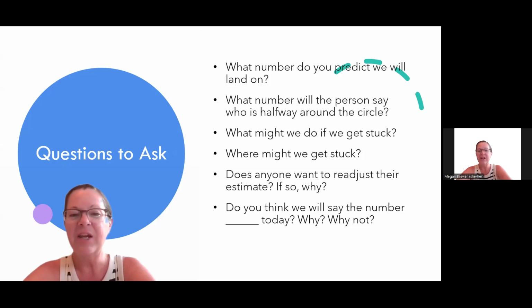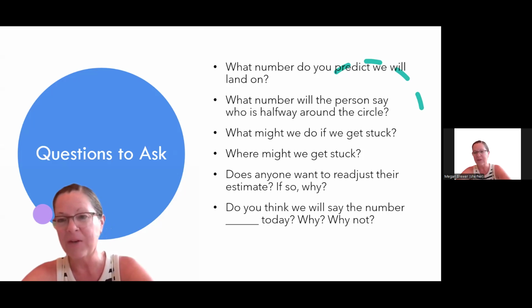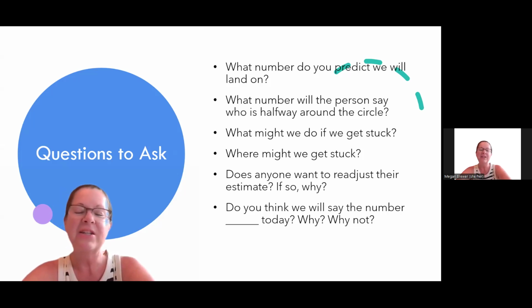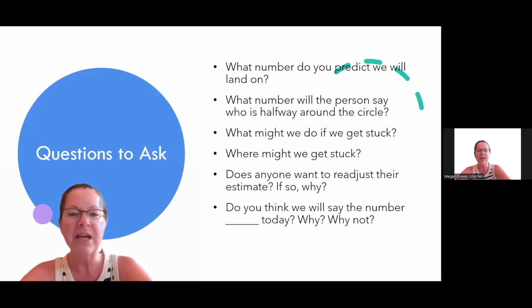Okay. Does anyone want to readjust their estimate? If so, why? Again, you ask that one in the middle of the routine. And here's another good one. Do you think we will say the number blank today? Why or why not? So for example, if we're counting around the room by ones and we're starting at 1, maybe it's a first grade class or kindergarten class, you might ask, do you think we're going to get to the number 100 today? And based on what your students tell you, yes or no, that's going to tell you a lot about where they are in their thinking about numbers and sequence.